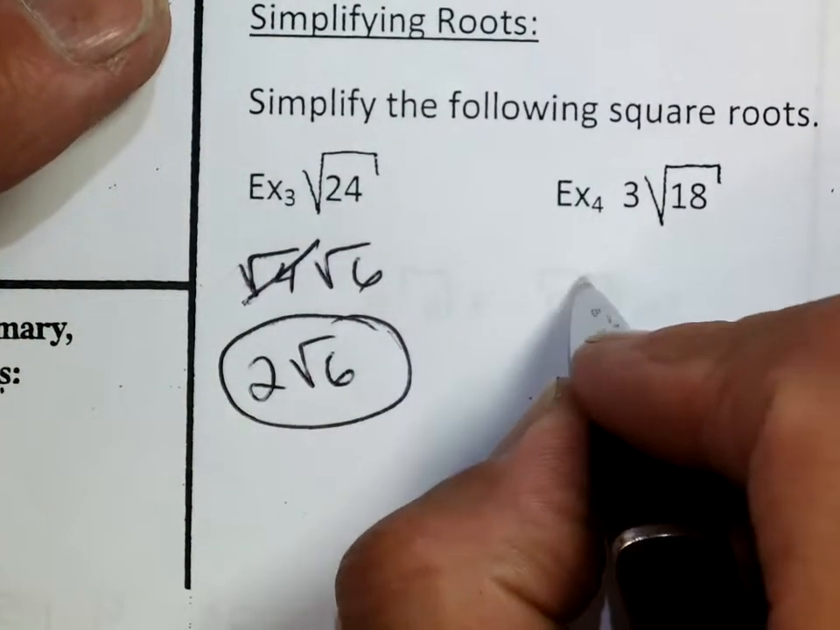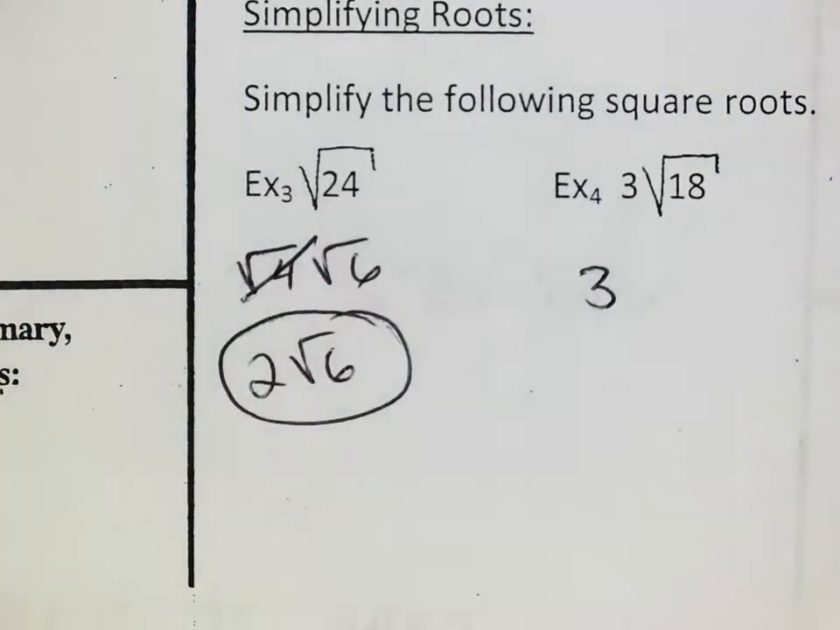Okay. Example 4. 3 is a regular 3, so let's leave it as a regular 3. And then 18. What do you think? Yes, 2 times 9. Nice. But do you mind if I do it 9 times 2? I just like the perfect square first. You're not wrong. Completely correct, okay?